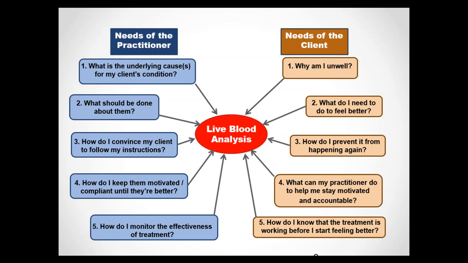So live blood analysis value lies in its ability to highlight imbalances that can be addressed by changes in diet, lifestyle, specific supplementations, and also some specific natural health products. Now, these interventions then provide the body with what it needs to be able to heal itself.